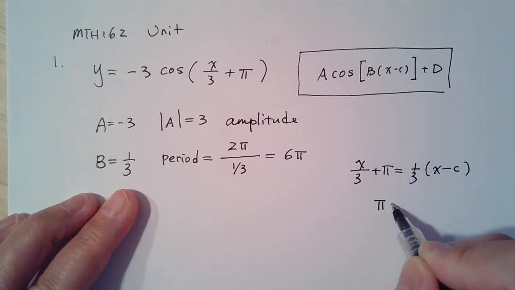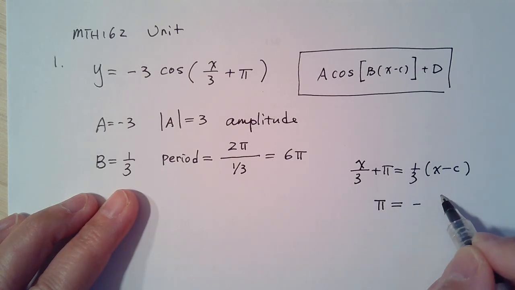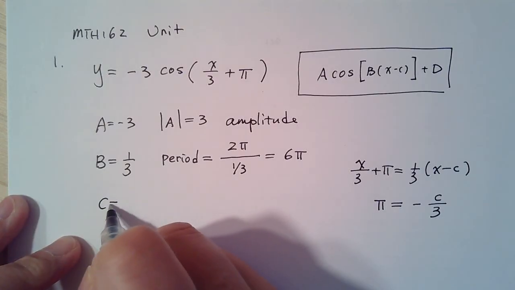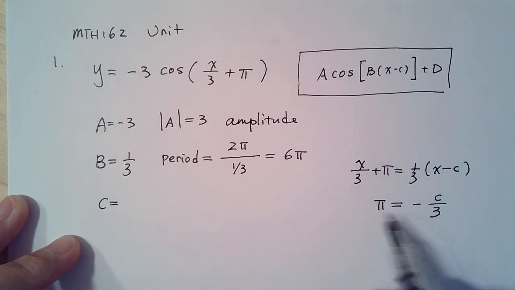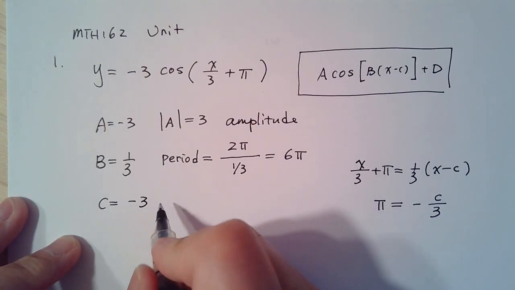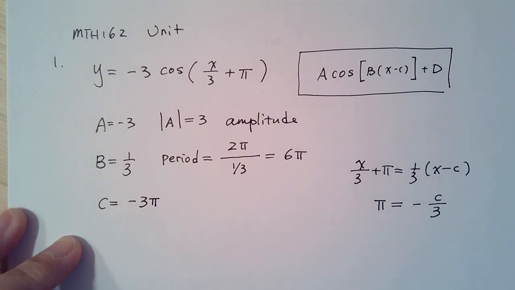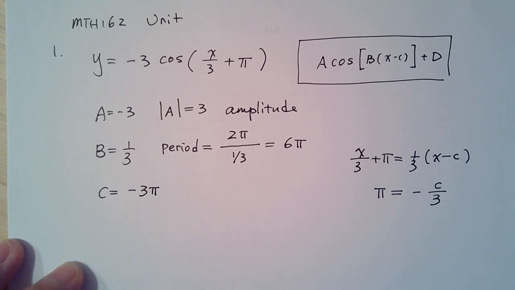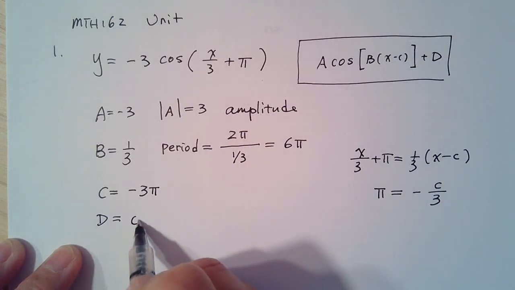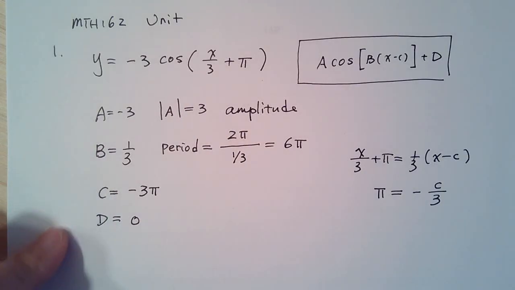So the left side, I have pi, and the right side, I get a negative c over 3. Therefore, I get my c. I multiply by -3 both sides, so the c is -3 pi. Okay, so that's c. And what about d? In this example, my d is just 0. So I have a, b, c, d.